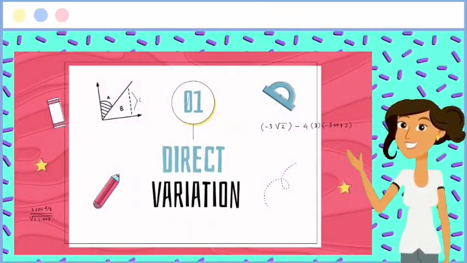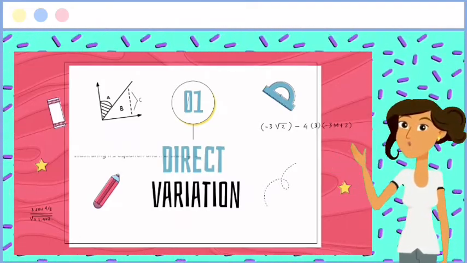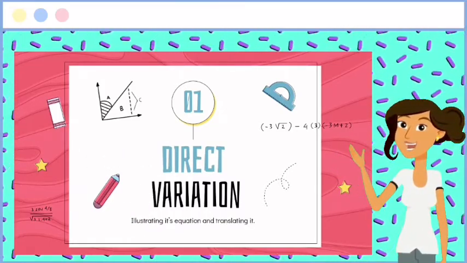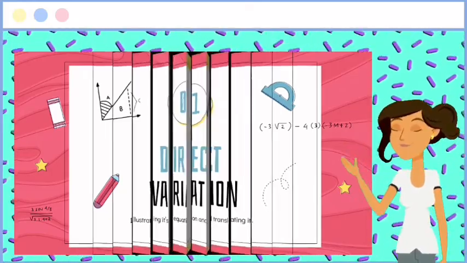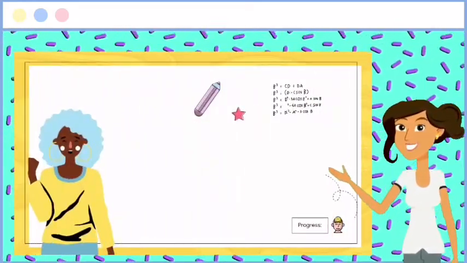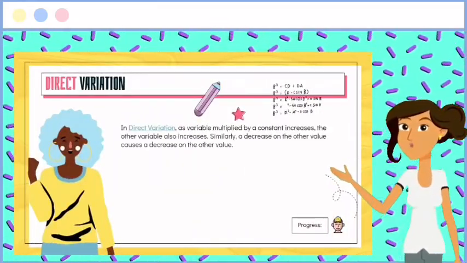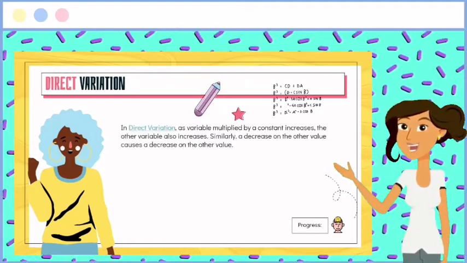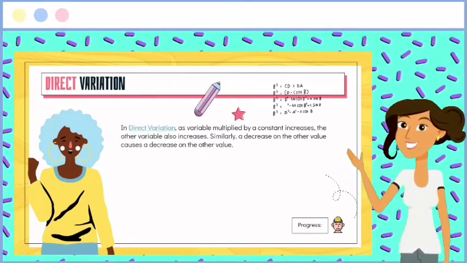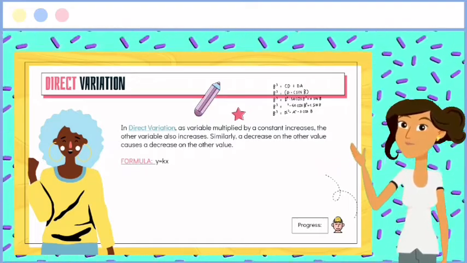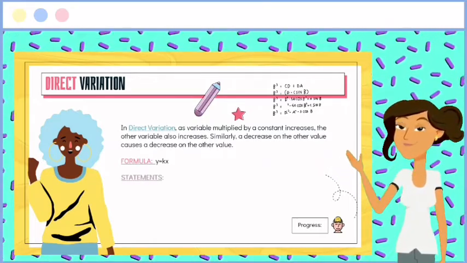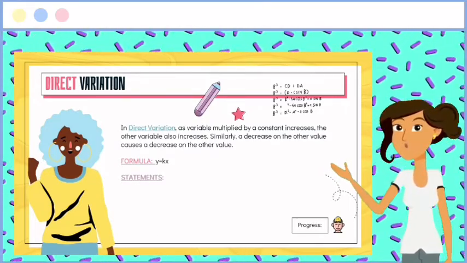So the first one is direct variation. Direct variation states that as the variable increases, the other one also increases. Same goes when the other variable decreases, the other one will also decrease. So the formula is y is equals to kx, where k is represented as the constant of variation.